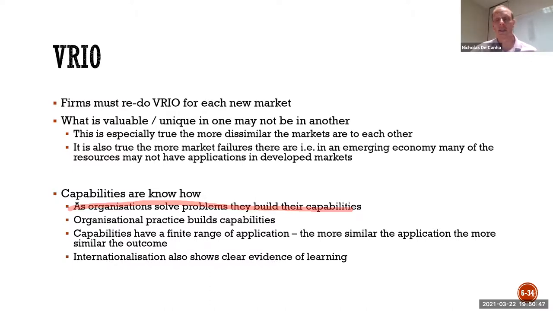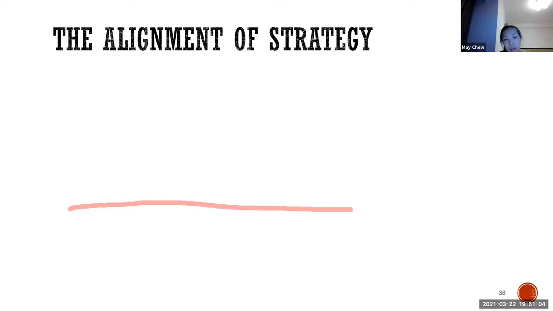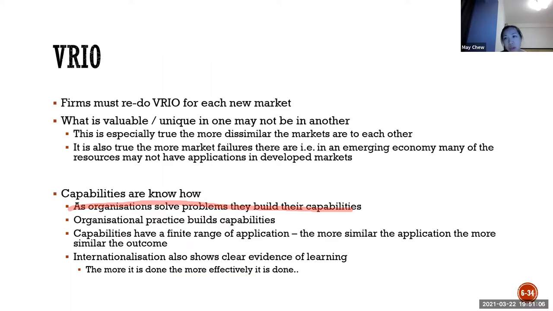Internationalization, just to start us on this new topic, shows clear evidence of learning. So it's actually a skill that firms have. The more they do it, the better they do it. Nicholas, I have a question. You mentioned that you should do your VRIO in the new market. What about in cases of a merger or acquisition? Do you do it even if it's still the same market?